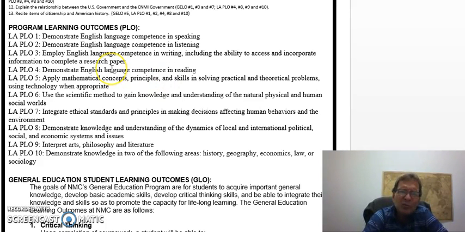We're not really doing a research paper. You will do some short writing assignments. There aren't very many of them in the course of trying to answer those SLOs.